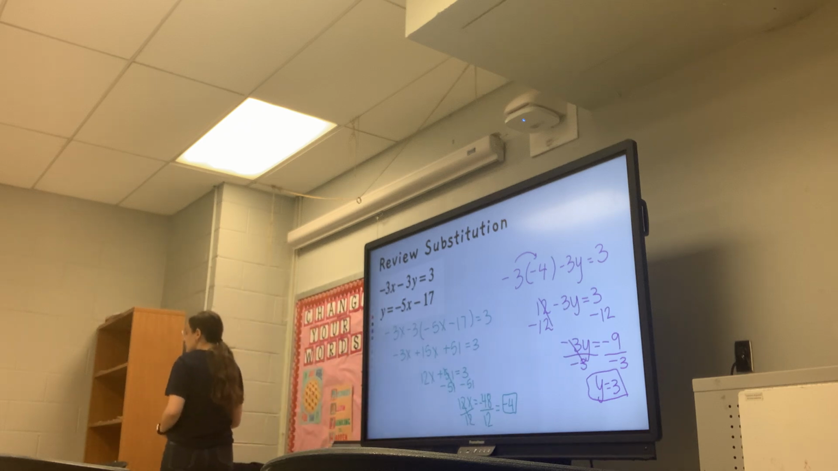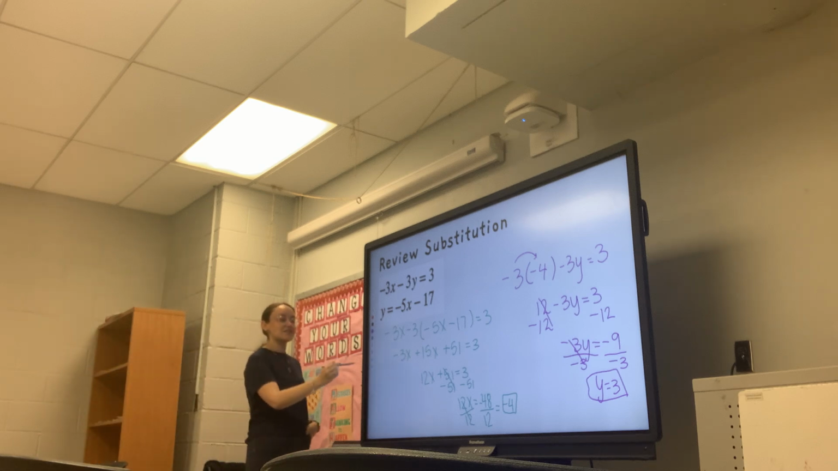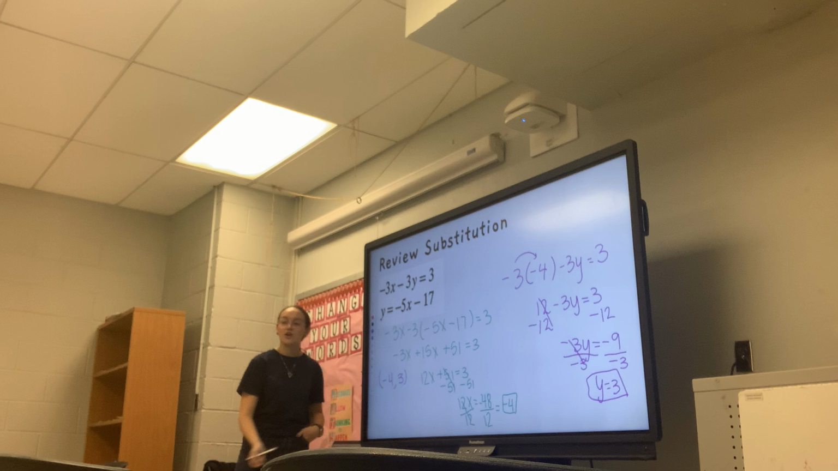Do you remember how I wanted you to write the answer? Like this. What's that called? Do you remember? Like when you put it before you put it on the line, I forgot what it's called. Ordered pair? Yes, exactly what it's called. So what is our x value? Negative 4. What's our y value? 3. And this is what you call an ordered pair.